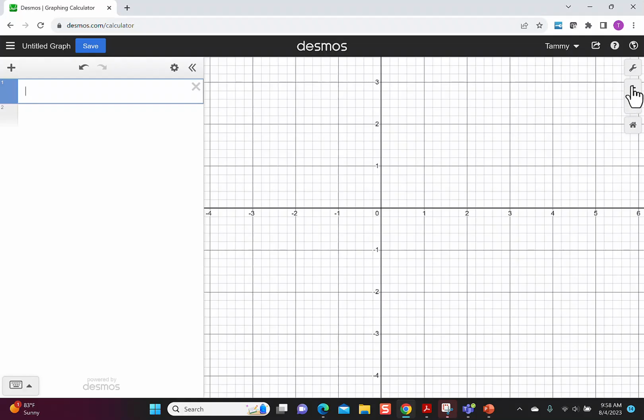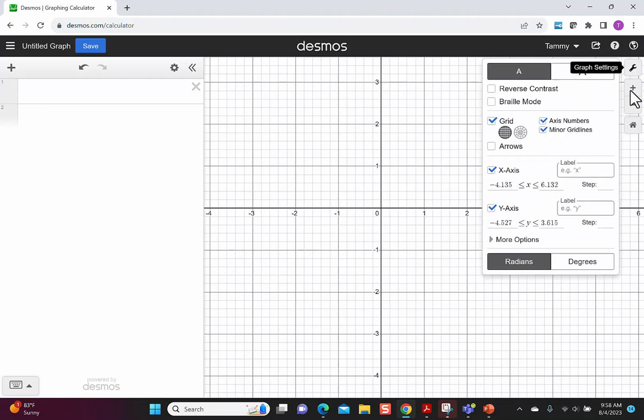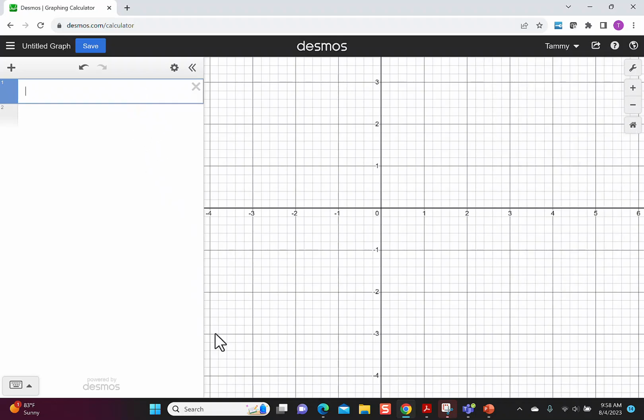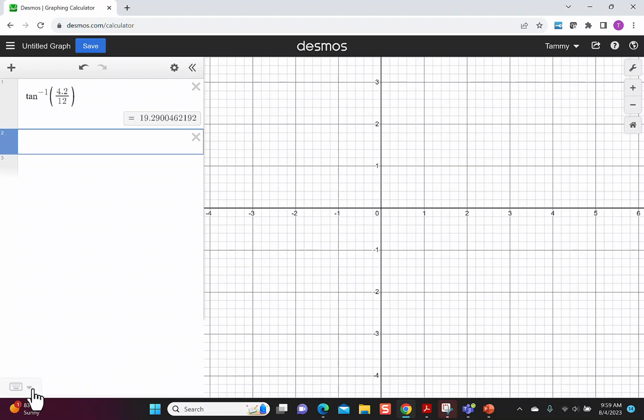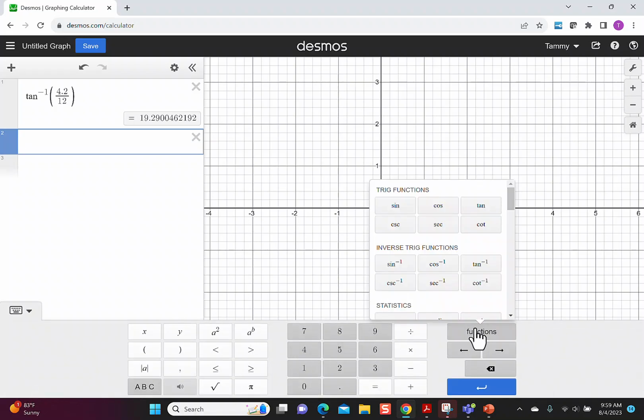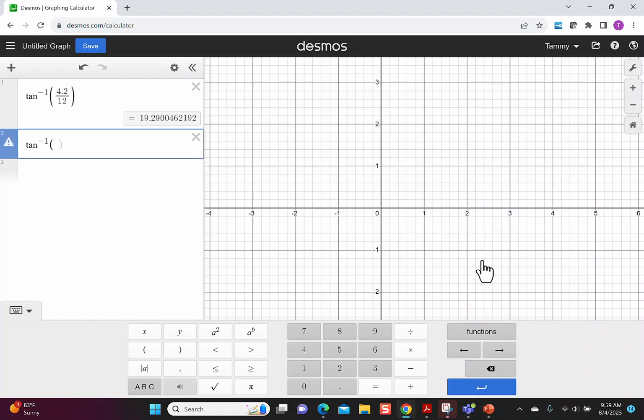The first thing I want to do is check my settings. So on the settings, it says it's in radians. I'm going to change to degrees. Then I can either type in tan inverse, and I'm going to put parentheses of 4.2 over 12, or I can open my keyboard, go to the functions, look at the inverse trig functions, and select tan inverse.